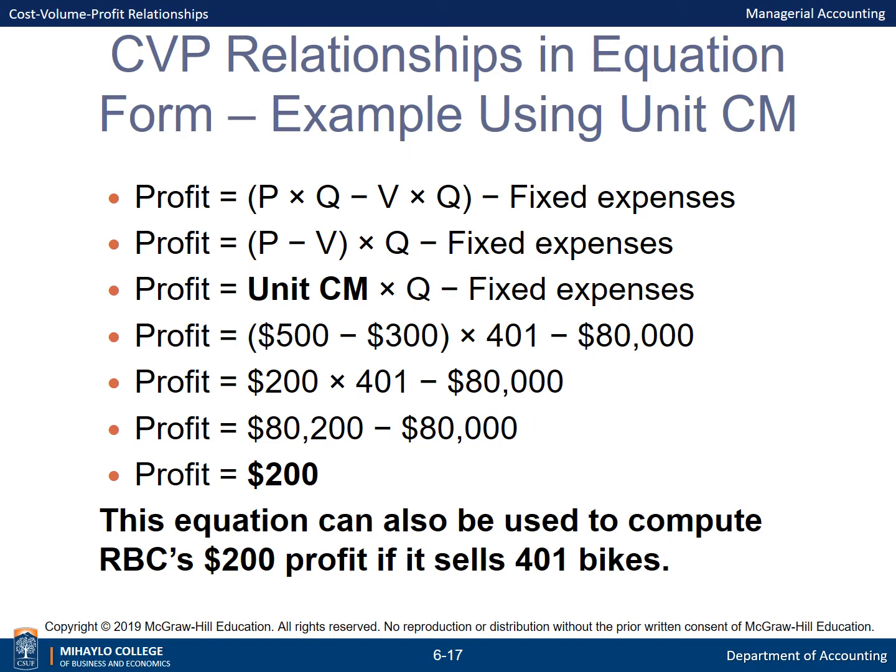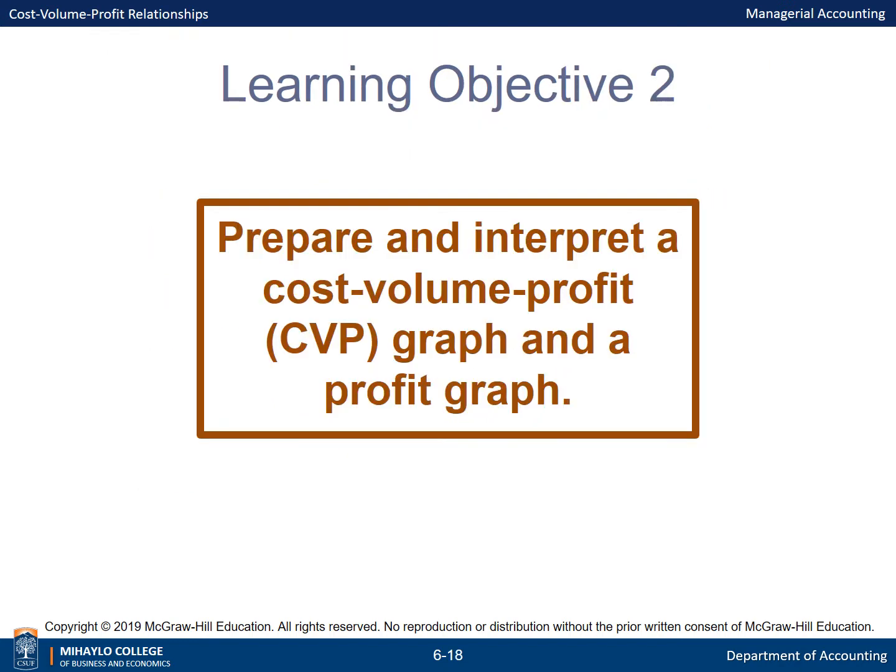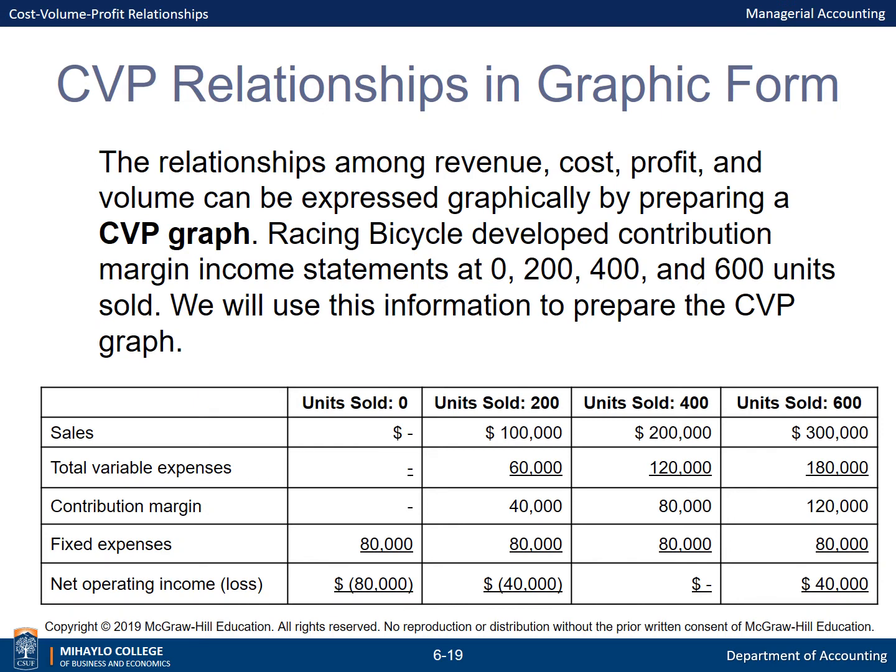Learning Objective 2 is to prepare and interpret a cost-volume profit, CVP graph, and a profit graph. The relationships among revenue, cost, profit, and volume can be expressed graphically by preparing a CVP graph. Racing Bicycle developed contribution margin income statements at 0, 200, 400, and 600 units sold. We will use this information to prepare the CVP graph.